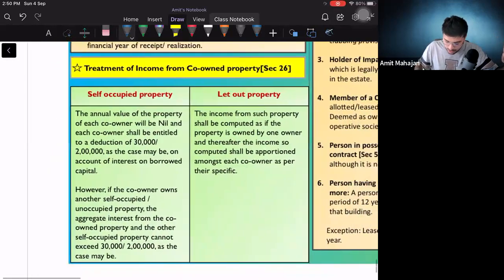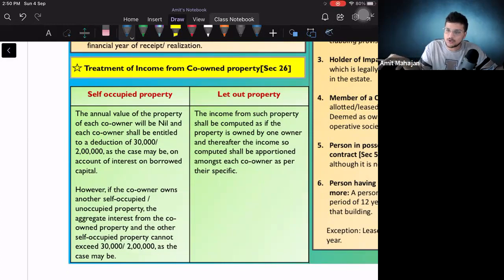Treatment of income from co-owned property. Treatment of income from co-owned property if it is a self-occupied property. I am that person, I am the owner and Jasmita is the co-owner, right? So we both have taken a loan from the bank. The question is, who will get the deduction of 2 lakh rupees? Now what is 2 lakhs?